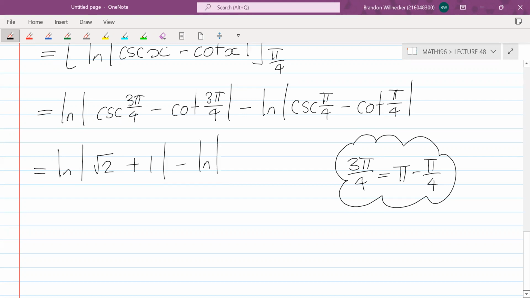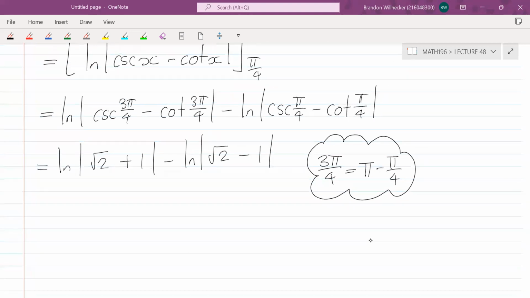minus the natural log of cosec of pi over 4. That's going to be root 2. Remember, cosec is just the reciprocal of sine. Sine of pi over 4 is 1 over root 2, and cosec will be the reciprocal, so it's just going to be root 2, if you want to remember it like that. And then cotan of pi over 4, that's going to be 1.